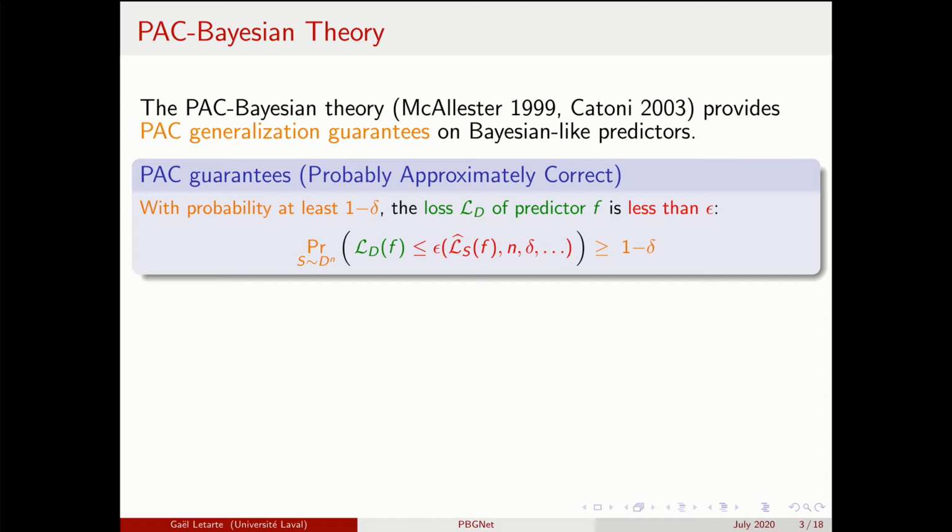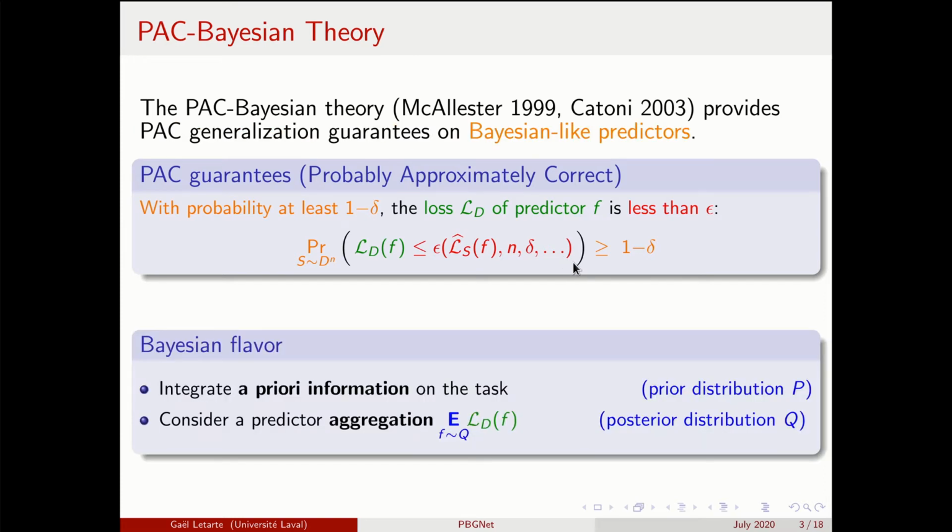usually related to the complexity of the predictor family. The Bayesian part of PAC-Bayes is that we are working with distributions over the function space. From a prior distribution P that encodes prior knowledge related to the task, we seek to learn a posterior distribution Q that yields good performance. The distribution over the family of predictors can be interpreted as a majority vote or a randomized predictor, but in our case we consider it as a predictor aggregation.